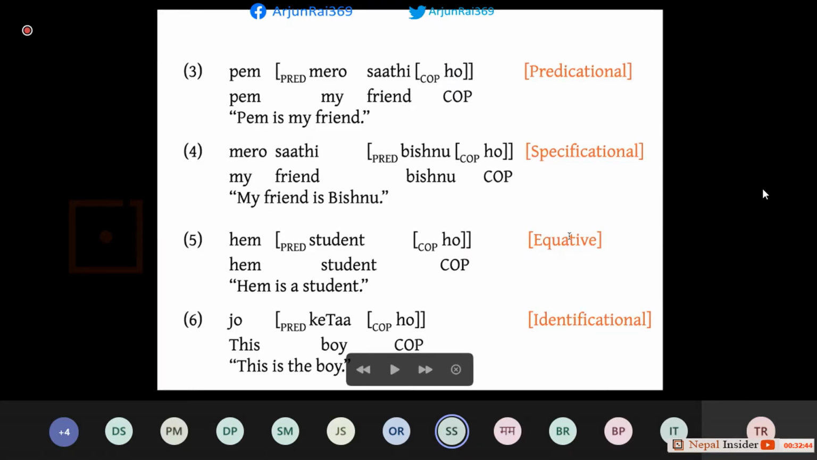Now, let's look at this example 3, Ram mero sathi ho, which is a predicational one, where there is a predicate part, mero sathi. Mero sathi Vishnu ho, so Vishnu is not predicative, it is specifying somebody. So it's a specificational one. So the difference between predicational and specificational can be seen in 3 and 4. Similarly, Ram student ho, the student is a predicate, as well as in number 6, Keta is a predicate. So one is equative, another is identificational. So these are the 4 different subtypes of non-existential copula.